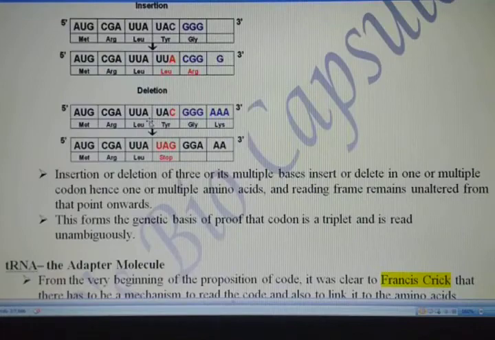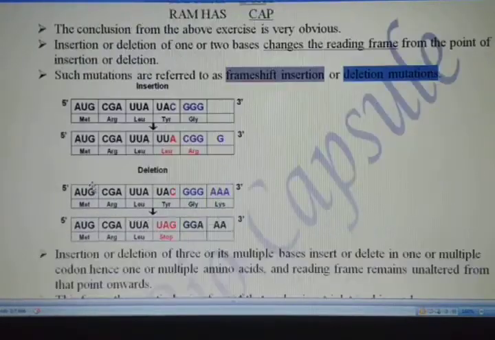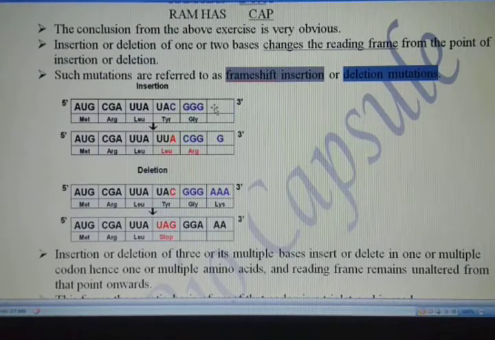Let us take one more example over here. Let us say AUG, that is the starting codon or initiation codon. Then after that CGA, UUA, UAC and triple G. Now, what has been inserted here? One nucleotide has been inserted. U has been inserted between the third and fourth codon.